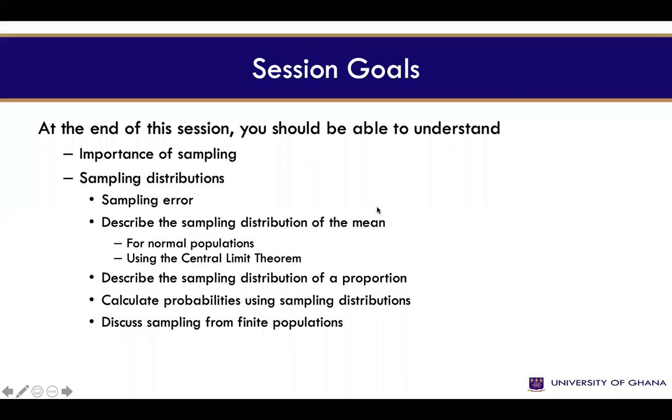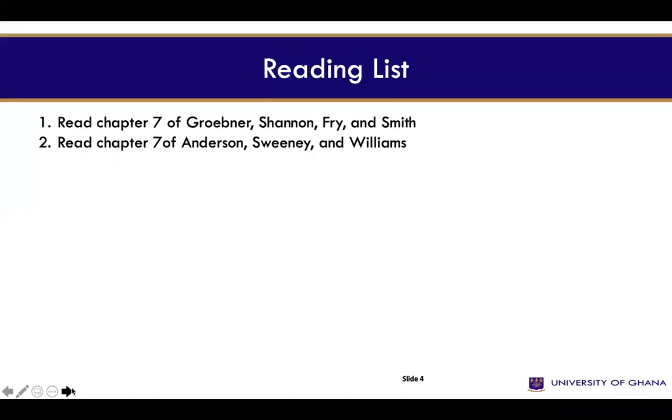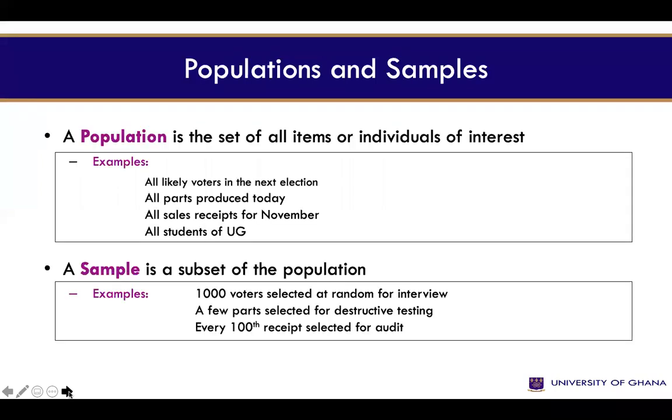Okay, so we continue with what we were saying. These are the session goals, and these are the things that we want to do as far as this course is concerned. And your reading list is chapter 7 of the recommended texts, either Grosvenor or Anderson and Srini. You should find a lot of information concerning sampling over there.